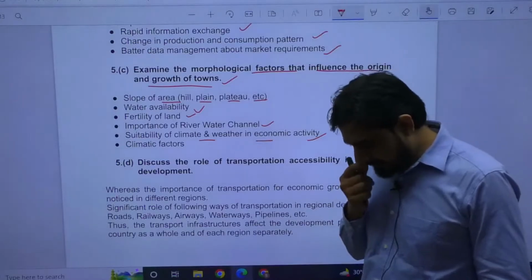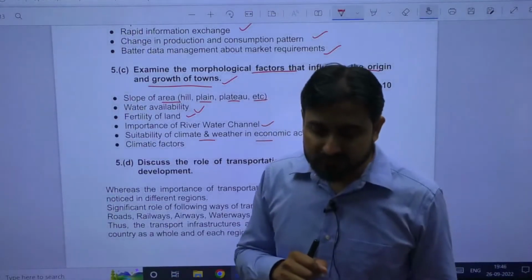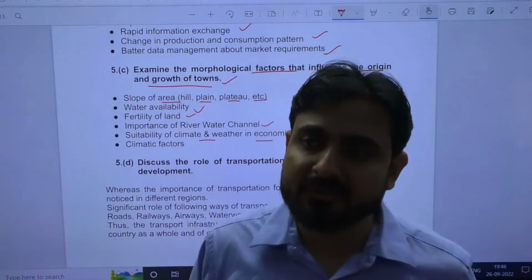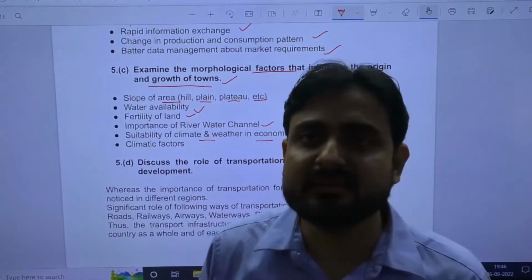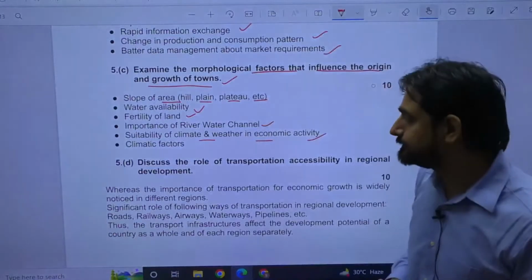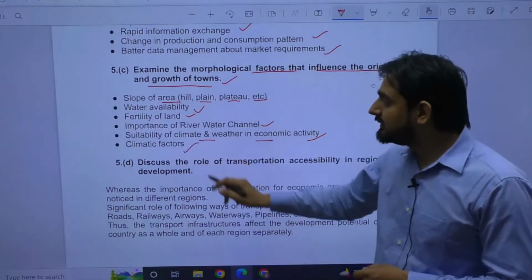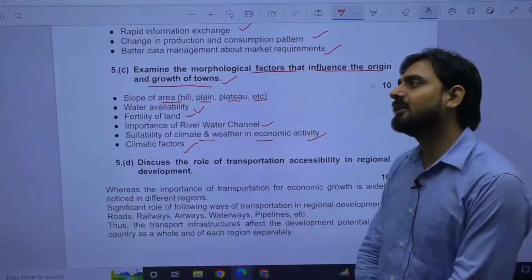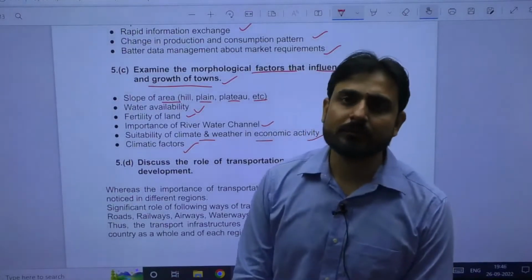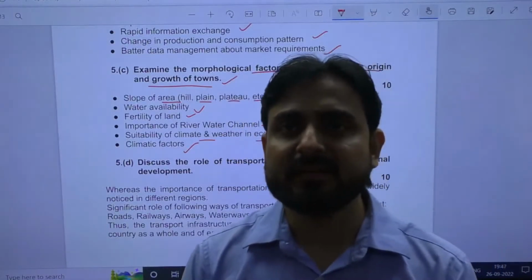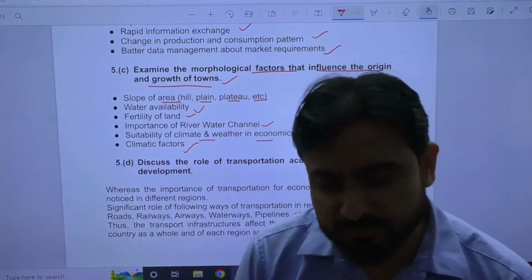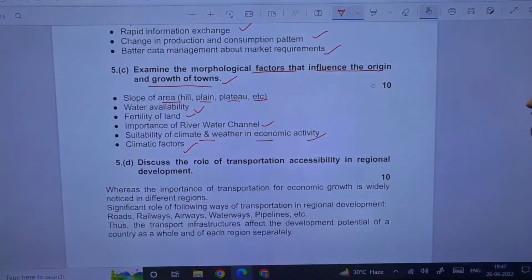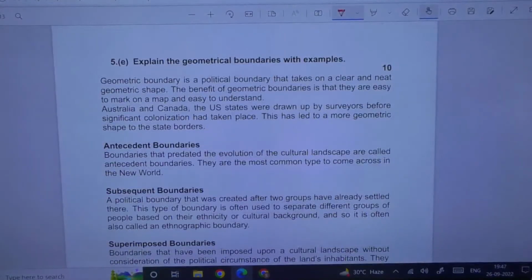Further, in hot climate, tropical climate, generally we notice more and more population density. You can notice it in Asia, you can notice it in the African continent, etc. So there is more and more growth of the town. Climate, weather, all such conditions: if there are more earthquakes, more volcanic activities or cyclonic activities, etc., then growth of the town will be impacted. So there are a lot of morphological factors which are influencing the origin and growth of the town.